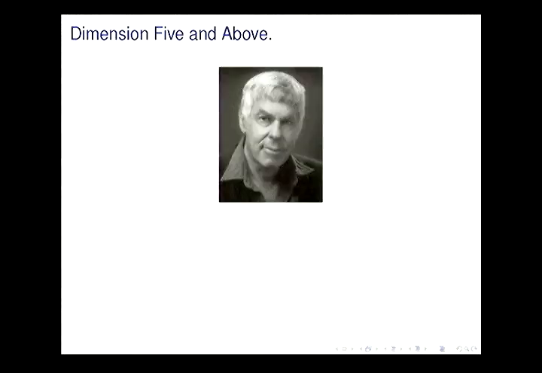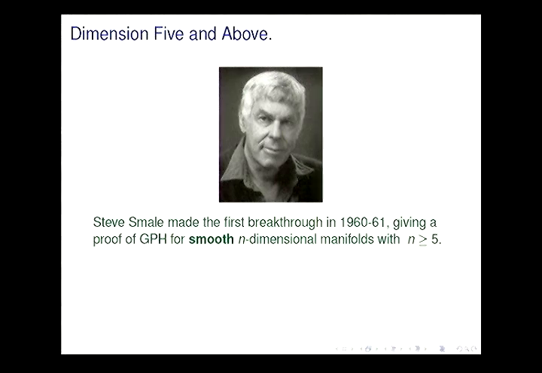Well, so the first breakthrough in dimensions 5 and above was made by Steve Smale. He announced it in 1960 and filled in the details in 1961. So he proved this generalized Poincaré hypothesis for manifolds of dimension 5 or above, but he had to start out by assuming it was a smooth manifold. So he didn't claim anything for rough manifolds, things like the Koch snowflake. He assumed the manifold was smooth and then constructed a topological homeomorphism.